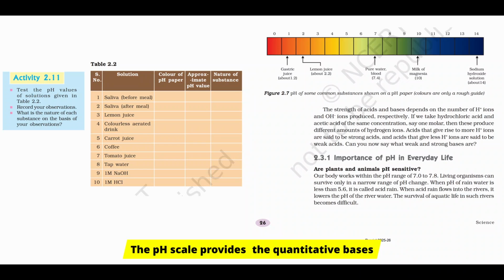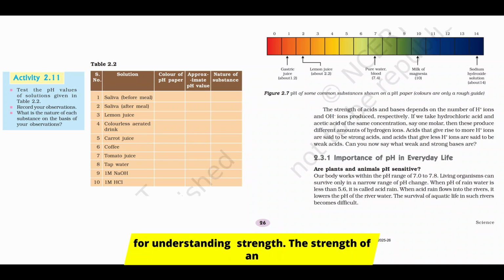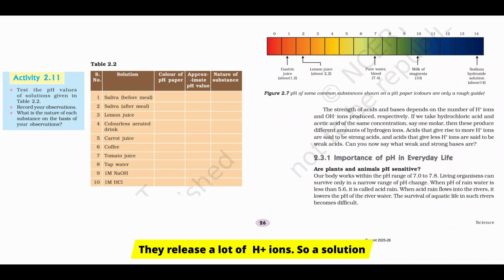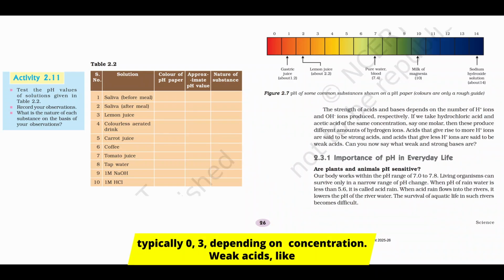Absolutely. The pH scale provides the quantitative basis for understanding strength. The strength of an acid or base depends directly on the concentration of ions it produces in solution. Strong acids, like HCl or H2SO4, ionize almost completely in water. They release a lot of H+ ions. So a solution of a strong acid will have a very low pH, typically 0 to 3 depending on concentration.